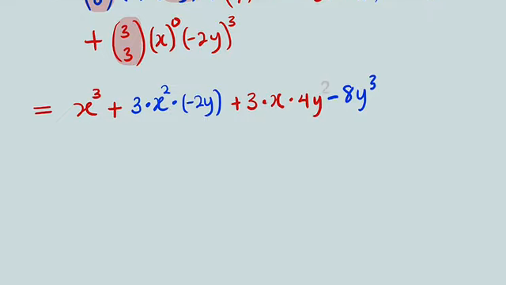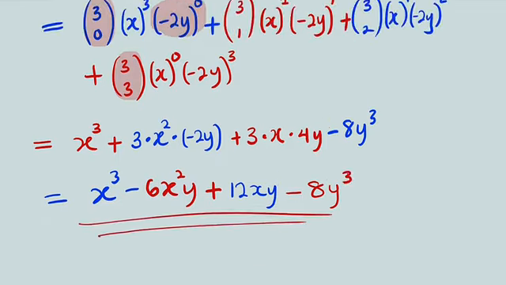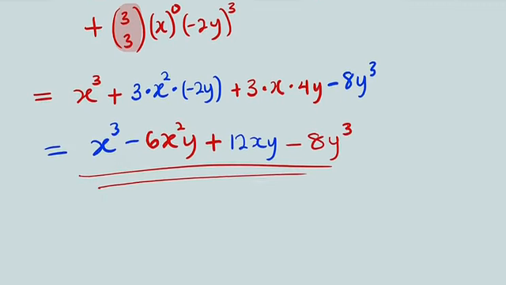Let's break it down for the last time. This is equal to x to the power of 3 plus. Okay, this will become negative because of this negative sign. We have 3 times this negative 2, that will give us negative 6, and we have x to the power of 2, then y to the power of 1. We have plus sign. 3 times 4 is 12, so we have 12xy squared. And lastly, we have minus 8y to the third power. So this is just the expansion of x minus 2y to the power of 3.